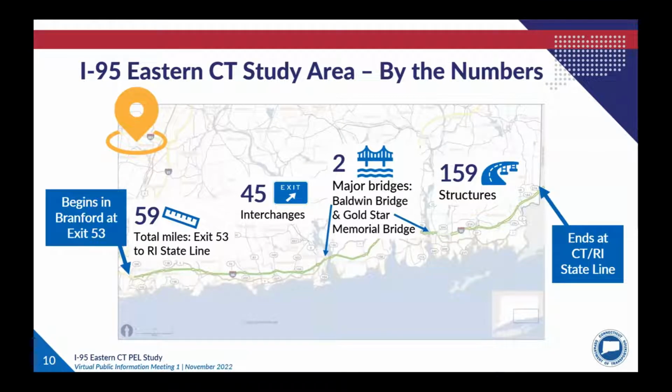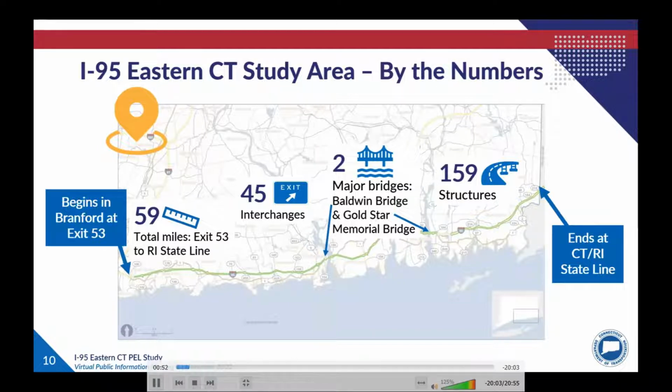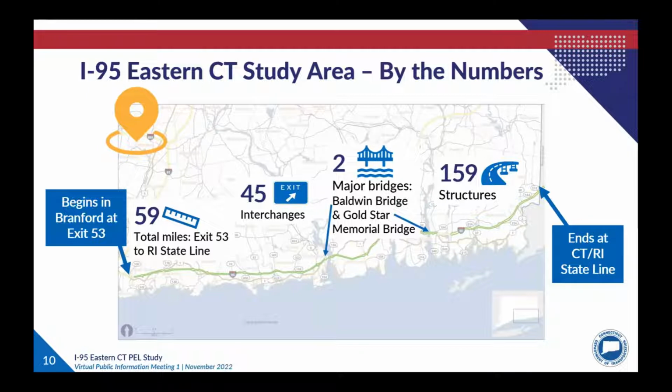The map on the screen shows the study area, which is approximately 59 miles long. Within the study area, there are 45 interchanges and 2 major bridges, the Baldwin Bridge and the Gold Star Memorial Bridge. Additionally, the corridor passes through 3 metropolitan transportation planning regions, 3 counties and 13 towns.